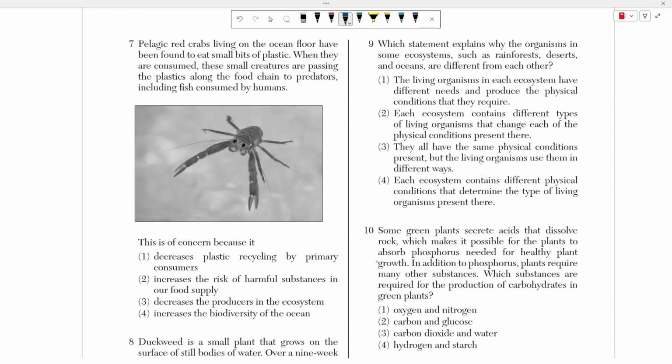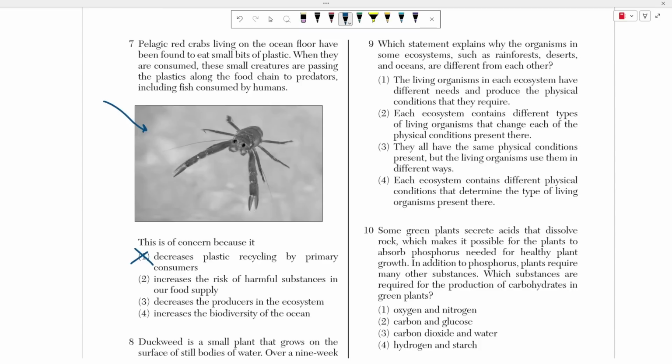bits of plastic. When they are consumed, these creatures are passing the plastic along the food chain to predators, including fish consumed by humans. This is a concern because, 1, it decreases plastic recycling by primary consumers. This doesn't make sense, right? It decreases plastic recycling by primary consumers. This has nothing to do with recycling plastics. This plastic ended up in the ocean. It was polluted. It wasn't even recycled.